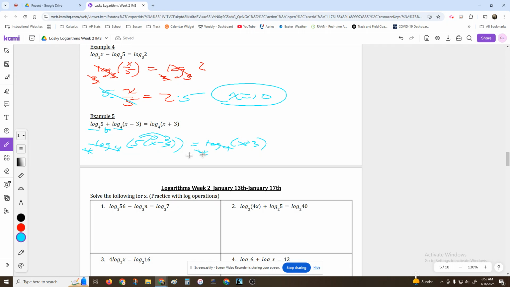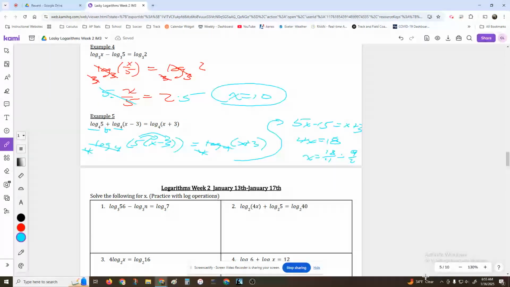And then once that cleans up, I have to distribute. So let me move this up here, guys. Sorry. 5x minus 15 equals x plus 3. And then we just clean it up. Move the x over, gives me 4x. Move the 15 over, gives me 15 plus 3, which is 18. And then we've got x equals 18 over 4, or 9 over 2.